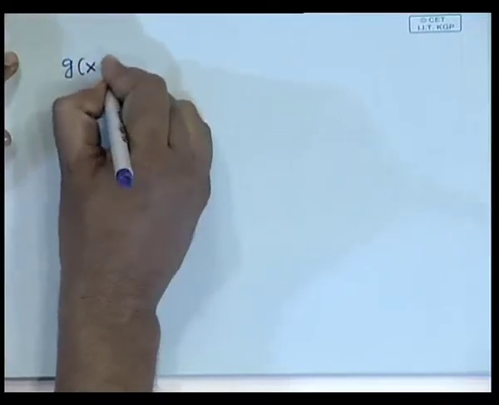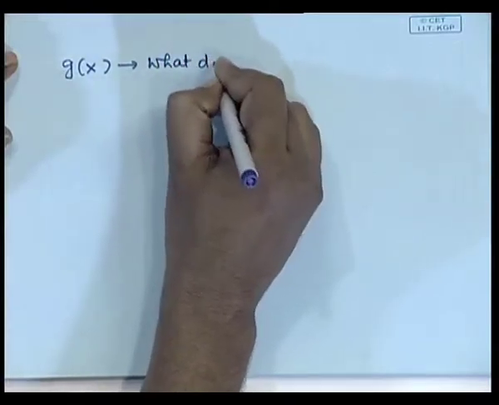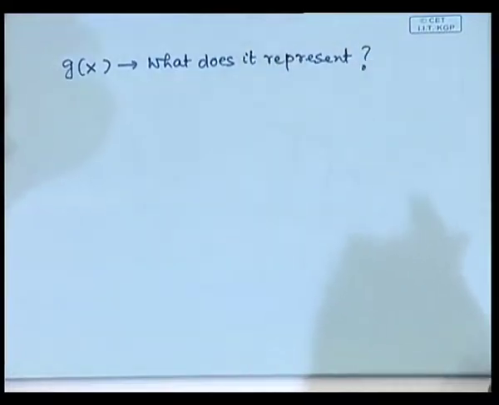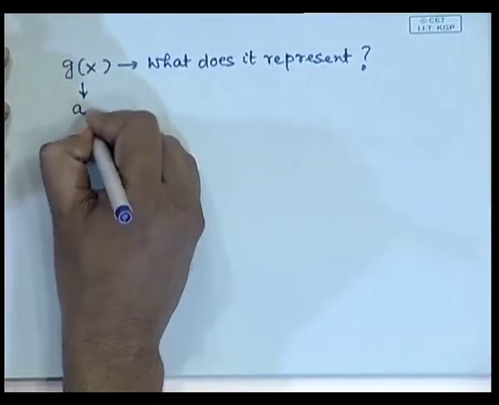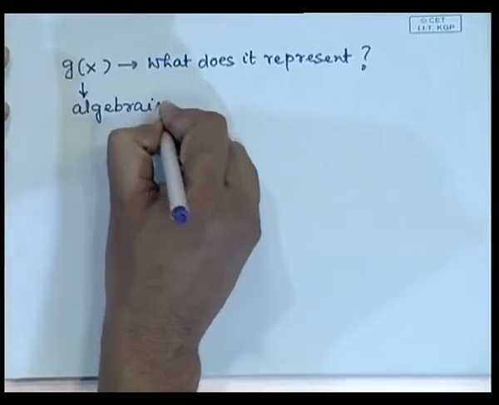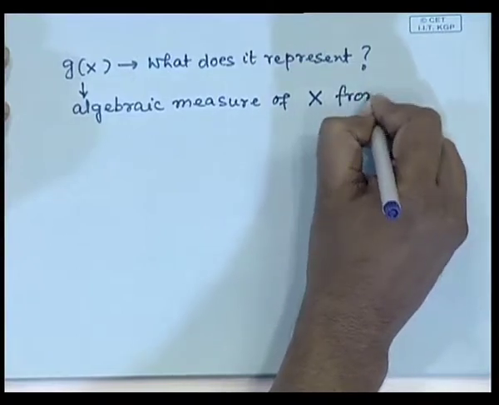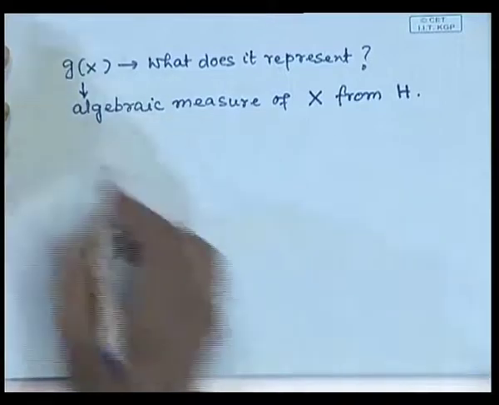Now, what does this g(x) actually represent? g(x), what does it represent? You will find that g(x) gives you some measure of the algebraic distance of vector x from the decision surface or from the hyperplane H. Okay. So, this g(x) gives an algebraic measure of x from H. Okay. Let us see how.